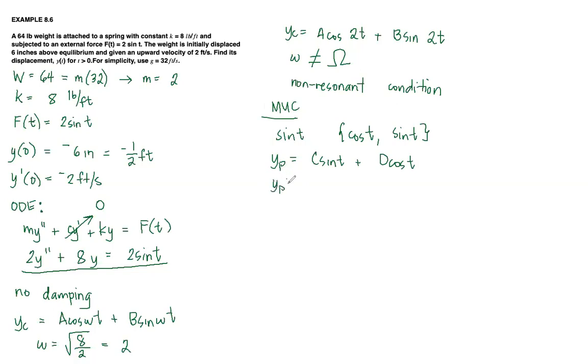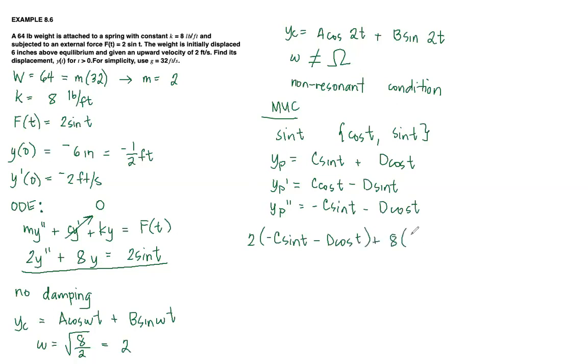Then what we're going to do is to get YP prime and YP double prime and substitute into our ODE. So YP prime is C cosine t minus D sine t. And then YP double prime is negative C sine t minus D cosine t. Then we substitute, so we have 2y double prime, so 2 times negative C sine t minus D cosine t, then plus 8yp, C sine t plus D cosine t, is equal to 2 sine t.